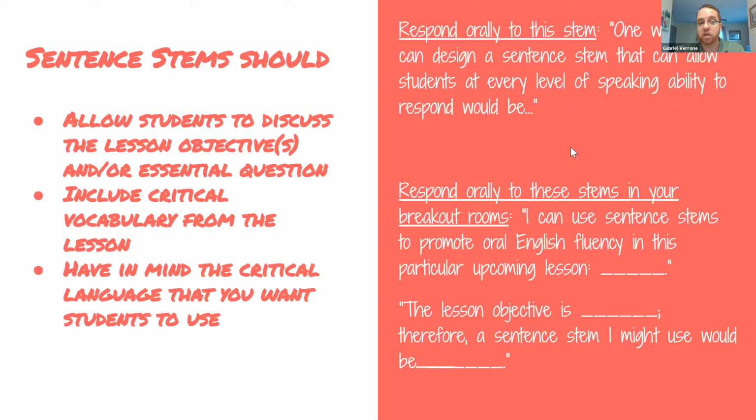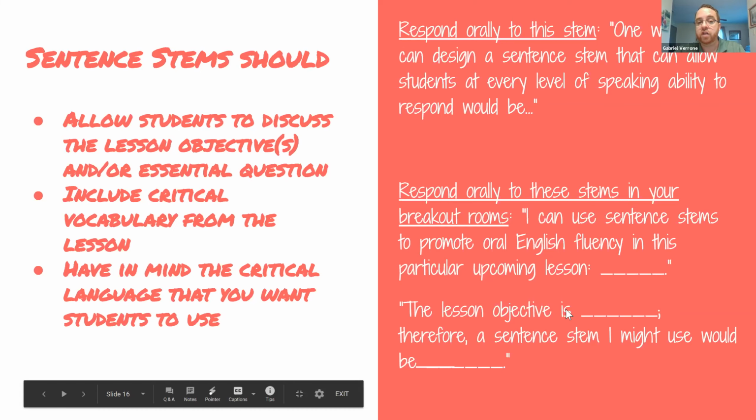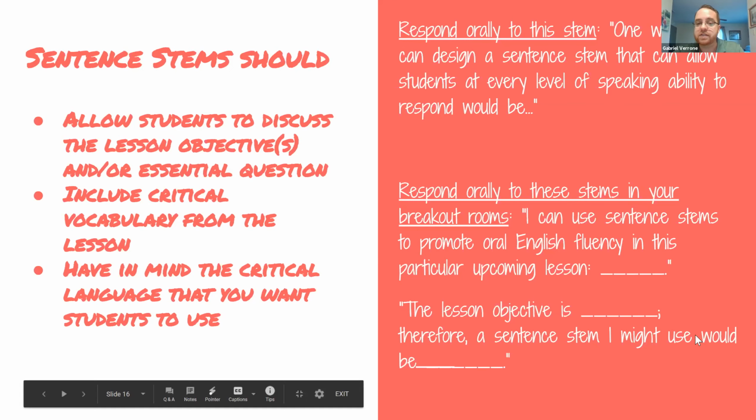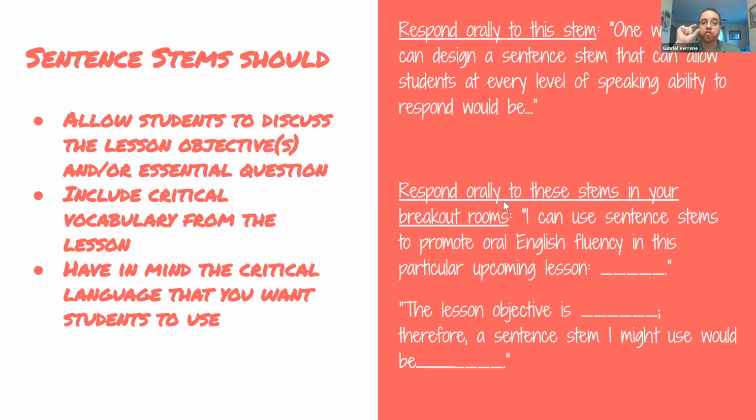Now, the other thing, you have another sentence stem: the lesson objective is blank. So think about an upcoming objective you have. What is it you're going to teach that you want them to know? Forgive me. Therefore, a sentence stem I might use would be, all right, so I'm going to give you 2 minutes to answer those in writing, and you just have to respond to one. So choose one of the two on the bottom, drop it in the chat, okay, and go ahead.